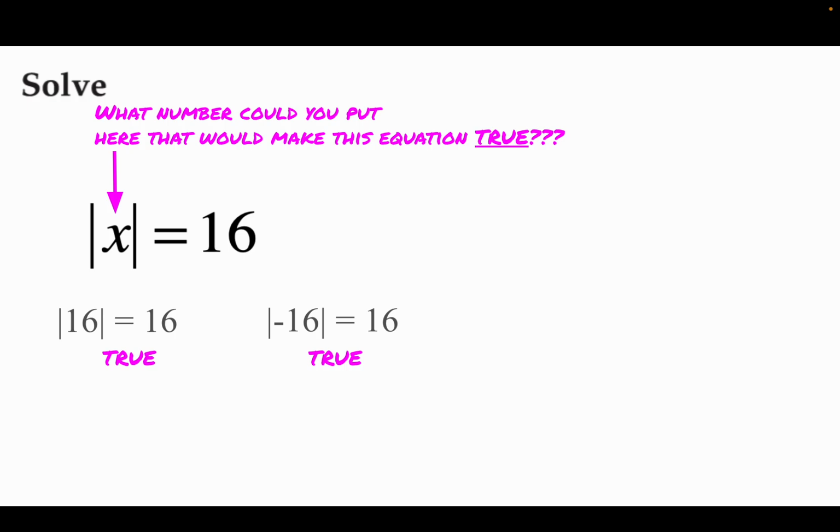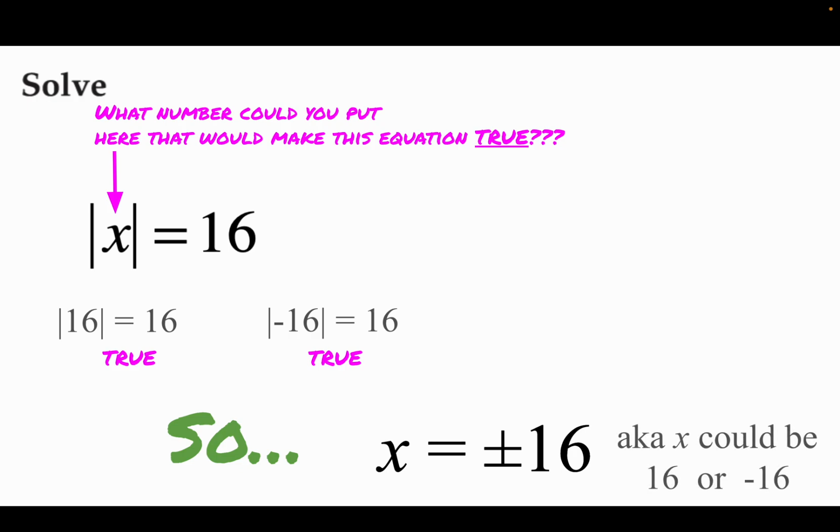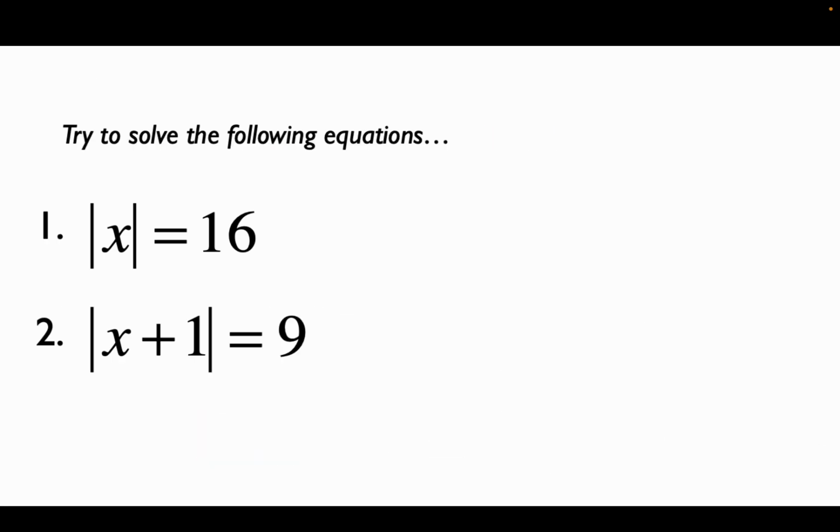So what that means about the solution, the value of x, is x could equal 16 or negative 16. And you can write it as two separate solutions, or you can just put x equals plus or minus 16. I guess some equations can have two solutions. We know that equations can have no solutions or infinitely many solutions. Now we've seen that equations can have one solution or even two solutions. Wow.